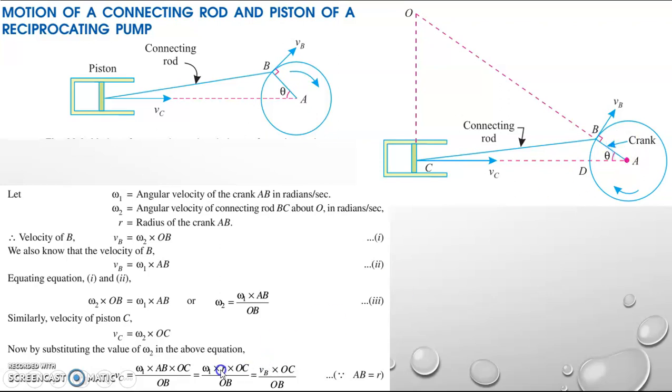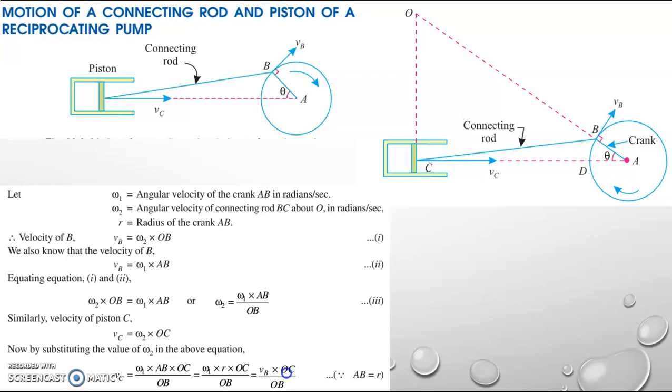So we will be replacing AB with R, and we will have omega 1 into R. Omega 1 into R can be written as VB. We will write VC is equal to VB into OC by OB, or VC by VB is equal to OC by OB. That is our final equation. By using this, we can find out any velocity of a reciprocating mechanism.